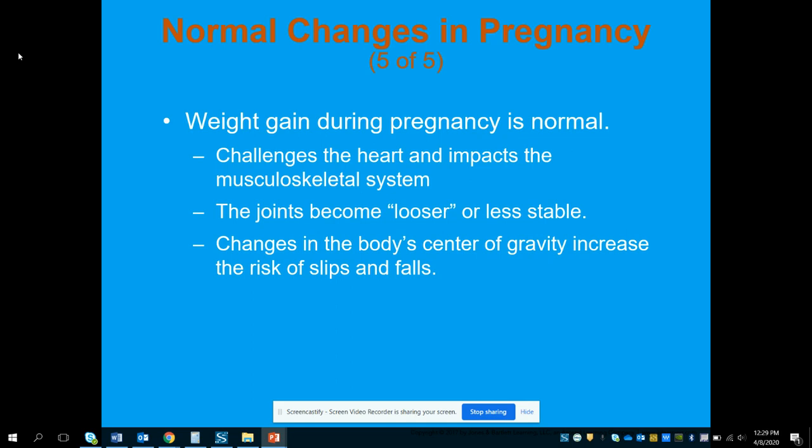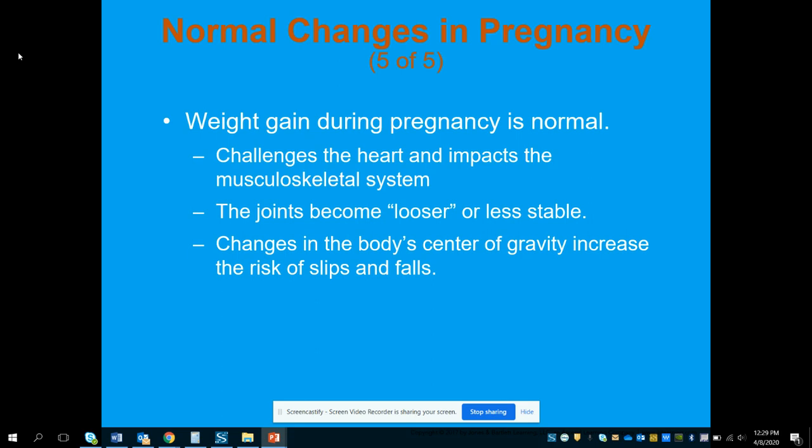So weight gain during pregnancy is normal. These are challenges for the heart and impact your musculoskeletal system as well with the increased weight. Now, typically, on average, the normal healthy recommended weight gain is between 25 and 35 pounds. Now, some people gain less, some people gain more, and it's really depending on a lot of things. It could be related to underlying medical conditions. It could be due to dietary intake. It could be due to hormone changes.